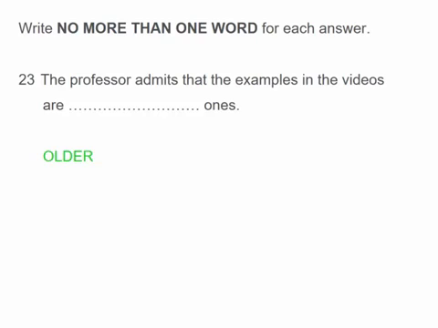Okay, so she says older ones directly there, and she admits that this is true. That's what she's doing as she says, yeah, it's true. These videos are older ones.